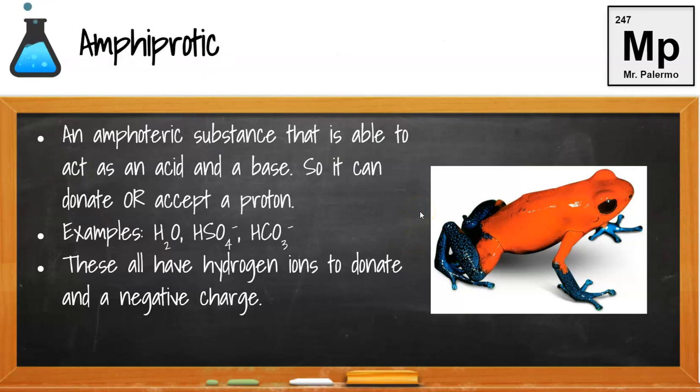Lastly, let's look at something called an amphiprotic substance. This is a substance that's able to act as an acid and a base. So it can either donate the H+ or accept that proton, that H+. Some examples are water, HSO4- and HCO3-. These all have the H ion, the hydrogen ion, to be able to donate it and act as an acid, and also a negative charge associated with the substance, and it's able to accept an H+.